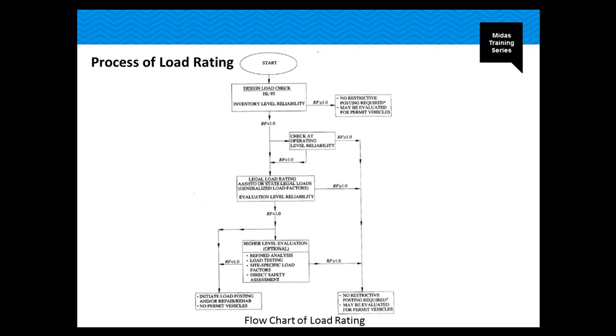Here's the process of the load rating. As you can see in this flowchart, it starts with the design load as per HL93 at inventory level reliability. If the rating factor is higher than 1, then it's all good. You don't need posting, and it may be evaluated for permit vehicles. If it's less than 1, then we have to go over this flowchart. We have to check the operating level. If it's higher than 1, then perfect. If it's not, then we have to go to a legal load rating.